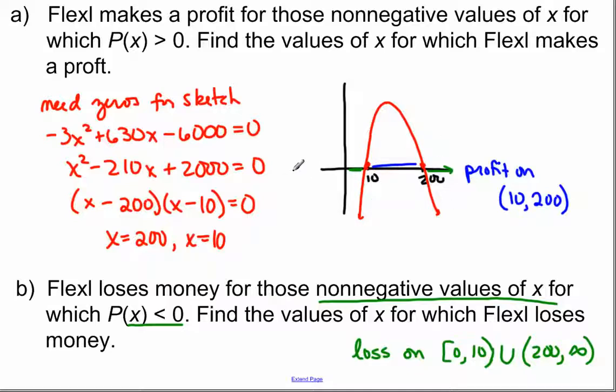Now normally we would have just said from negative infinity up to this 10, but this time I don't want to have negative items, right? So I'm going to start at the 0, and I can't actually include 0. So 0 to 10, but not including the 10. Because at 0 I'm below, but at 10 I'm on the axis, right? And then 200 to positive infinity, again, not including the 200.